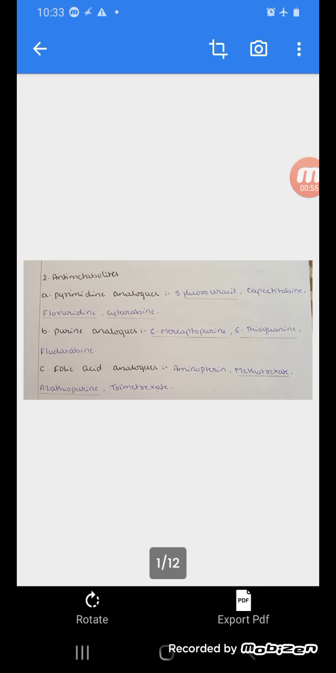Coming to classification of antimetabolites, antimetabolites are again subdivided into three classes. That is pyrimidine analogues. Examples are 5-fluorouracil, floxuridine and citarabine. Coming to the second subclass, it is purine analogs. Examples are 6-mercaptopurine, 6-thioguanine. Coming to the third subclass, folic acid analogs. Examples are methotrexate and azathioprine.